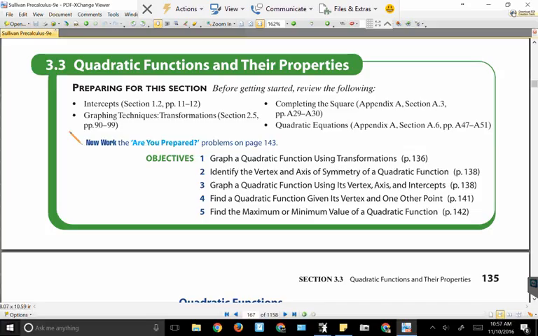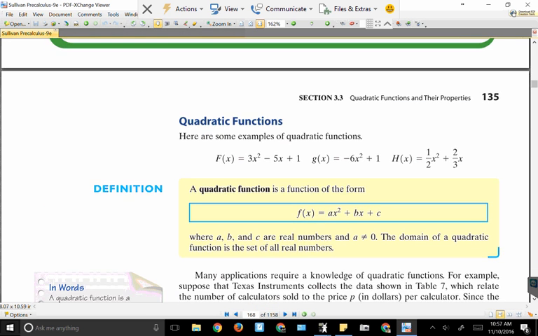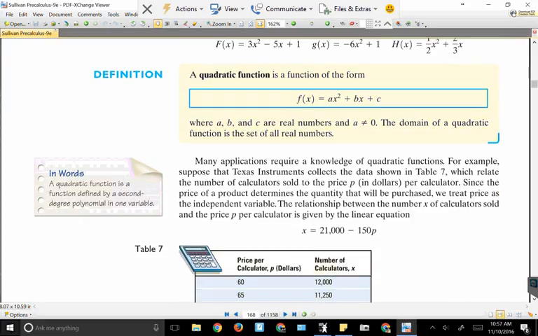Quadratic function. Yay, right? Quadratic functions are always going to be in the form of ax squared plus bx plus c. Always. A cannot be equal to 0, because if A is equal to 0, then it's just linear. B could possibly be equal to 0, and C could be possibly equal to 0, but A cannot be. Okay?